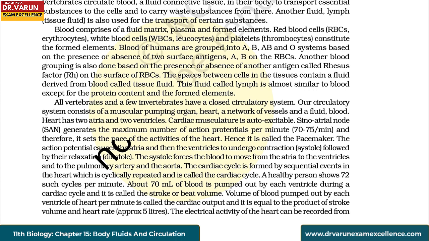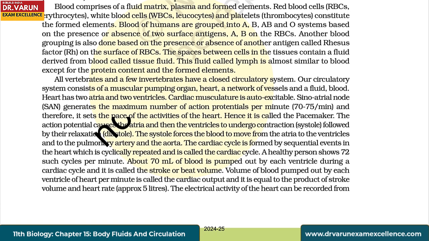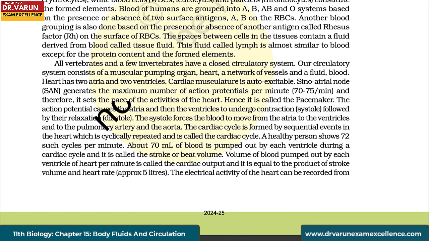All vertebrates and a few invertebrates have a closed circulatory system. Our circulatory system consists of a muscular pumping organ, heart, a network of vessels, and a fluid, blood. Heart has two atria and two ventricles. Cardiac musculature is auto-excitable. Sinoatrial node generates the maximum number of action potentials per minute, which is 70 to 75, and therefore it sets the pace of the activities of the heart. Hence it is called the pacemaker.